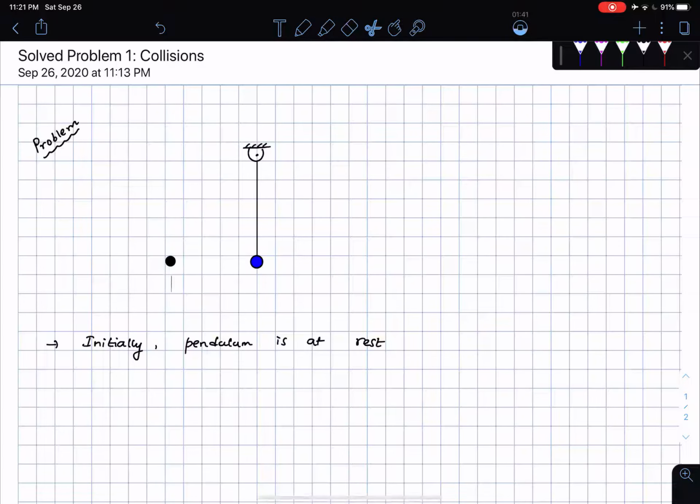I'm going to draw the velocity of this ball here. This ball is traveling towards the pendulum with a certain velocity, which we will call v naught. Let's label the pendulum as P. This is the point O, which is a fixed pivot, and this is the ball B. The pendulum P is at rest.